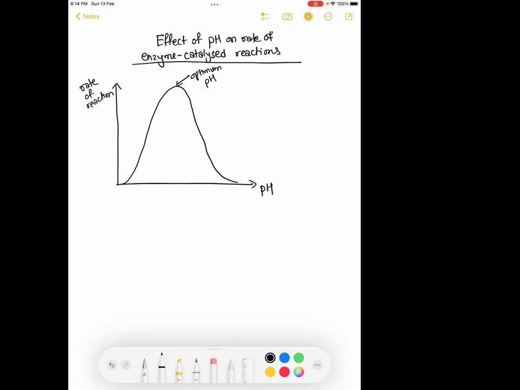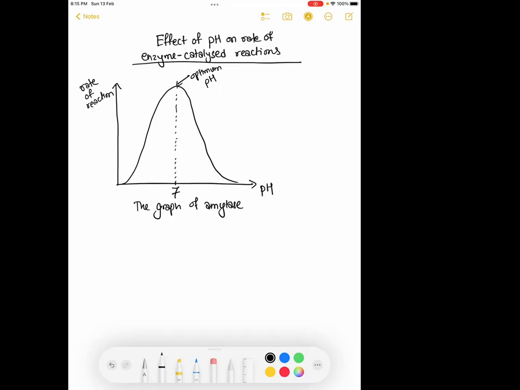Now, this specific one that I drew, if we have, let's say, the optimum pH at pH 7, then we are actually talking about amylase. So this is the graph of amylase, which breaks down starch into glucose. So yes, they actually work best at pH 7.